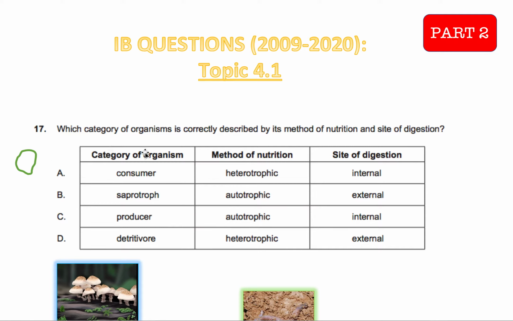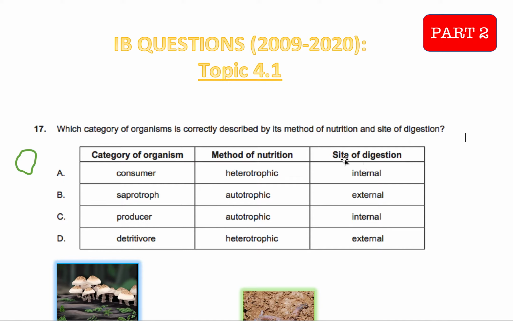Okay, so category of organisms, consumer. Let's see if their method of nutrition and site of digestion match a consumer. So a consumer is something that eats something. So humans are consumers. Now, is this correct? Is a consumer heterotrophic? Yes, because heterotrophic is an organism that eats something else. Remember, an autotroph is an organism that makes their own food, like plants. Consumers don't make their own food. They eat other organisms. So they're heterotrophic. Heterotrophic means eating something else. That's what it means if we translate it directly.